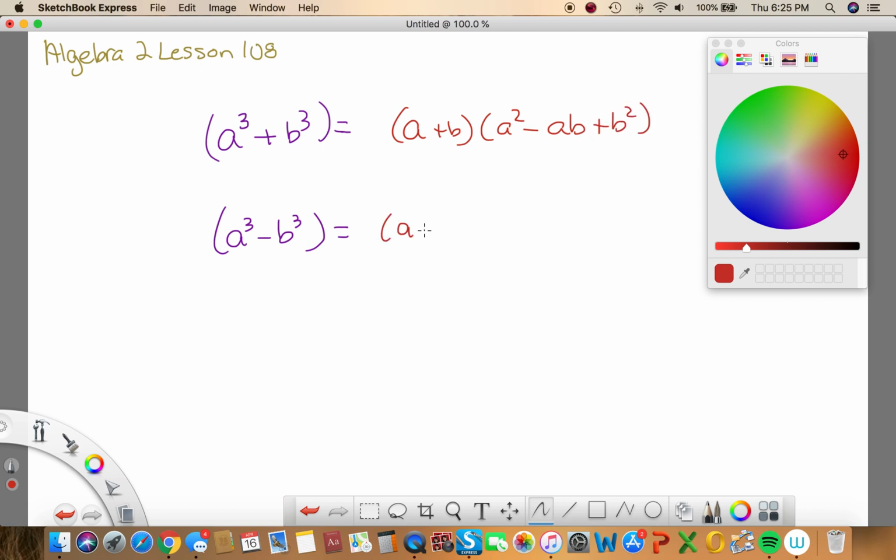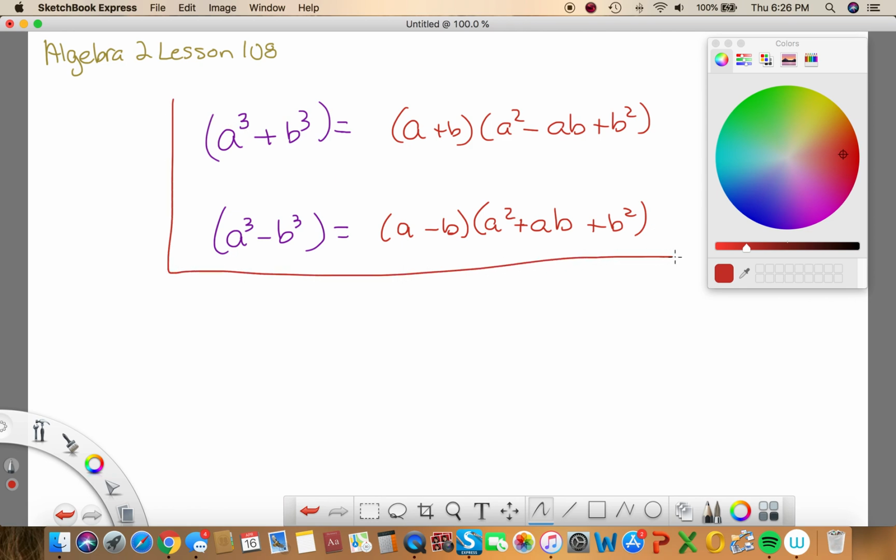This is going to be a minus b, hence it's the cube root of the first term, the same sign whether it's sum or difference, the cube root of the second term, times this squared minus the product of ab. Oh, and you change the sign to its opposite, of the product of ab, plus b squared. And that is what you have to memorize. And these are special cases. These are called sum and difference of perfect cubes.